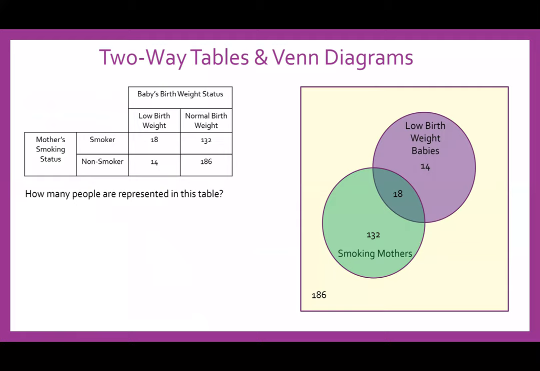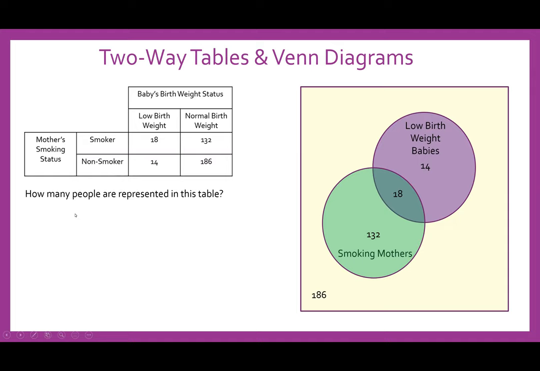All right, so next we have two-way tables and their Venn diagrams. On the top left, we have a two-way table. It shows baby's birth weight status against mother's smoking status. Here we see that we've got smokers and non-smokers, and low weight babies and normal weight babies. So this table represents the number of babies born, and it tells us whether or not they were low or normal weight and whether or not they had a mother who smoked.